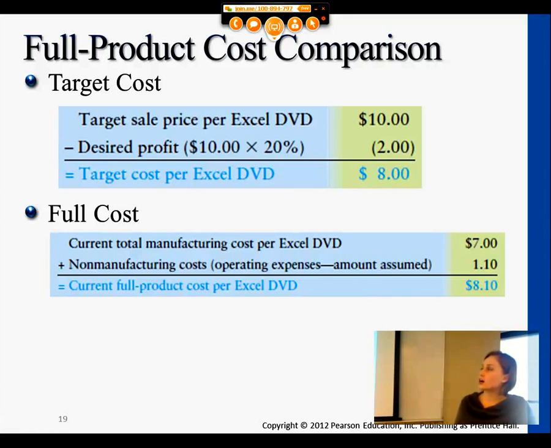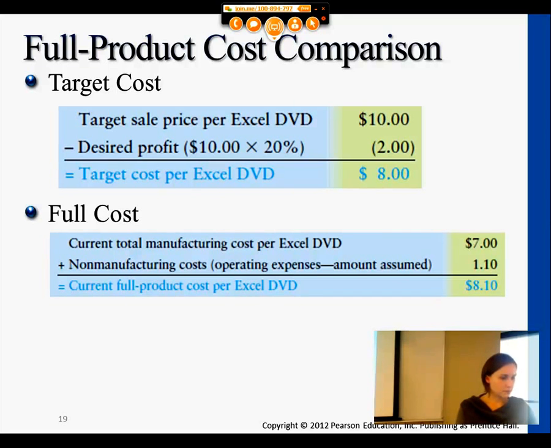So let's talk about these DVDs a little more. Maybe that will make clear how I meet the target. As a manager, I want to meet the target when I'm assessing what my costs and what my prices should be for that product.